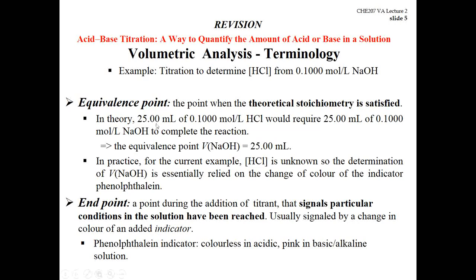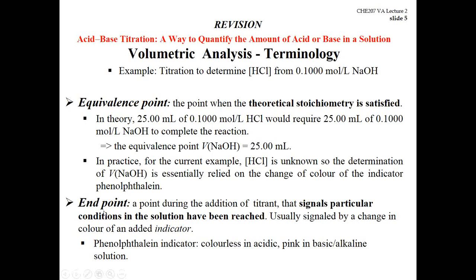In this case, we know the concentration of both HCl and NaOH. We know the volume of both, so we can predict or calculate the volume of NaOH at the equivalence point. But in practice, we don't know the concentration of HCl, so we don't know how much NaOH we would need. So we have to rely on the change of indicator. In our case, the color of the phenolphthalein changed from colorless to pink.